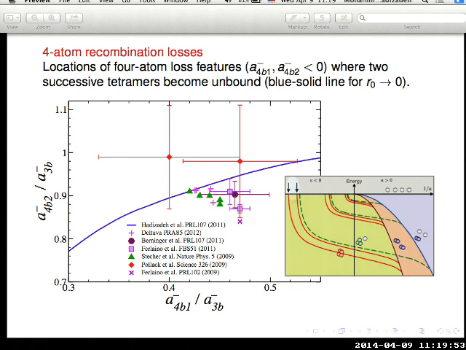A3B minus corresponds to the negative scattering length when the trimer appears. This is when the first excited state appears, and this is when the ground state appears. So here we have a result for exactly zero range at the unitarity limit. Here we have the other group's result. This is for the Stature.